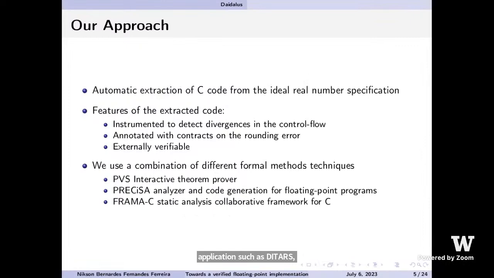So our approach automatically extracts C source code from the ideal real specification. This C code is instrumented to emit a warning whenever a divergence in the control flow may occur. And it's annotated with contracts claiming this behavior and bounding the round-off error of this implementation, being externally verifiable. So this approach uses several different formal methods tools, such as PVS, an interactive theorem prover, PRECiSA, a precision analyzer and code generator for floating-point programs, and Frama-C, a collaborative framework for static analysis of C source code.